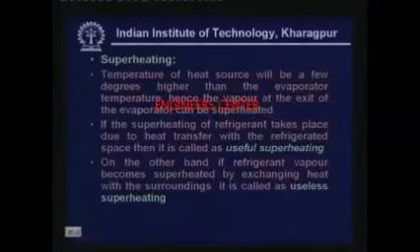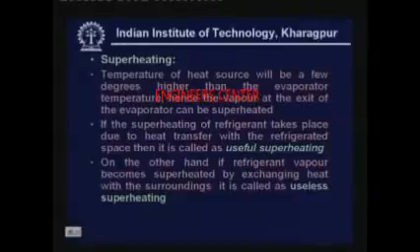On the other hand, if the heat transfer is taking place outside the refrigerated compartment, let us say it is exchanging heat with surrounding air, then you do not get any benefit. So the refrigerant gets superheated, but you are not getting any benefit. This kind of superheat is known as useless superheating. So, as I said, if the refrigerant vapor becomes superheated by exchanging heat with the surroundings, it is called useless superheating.